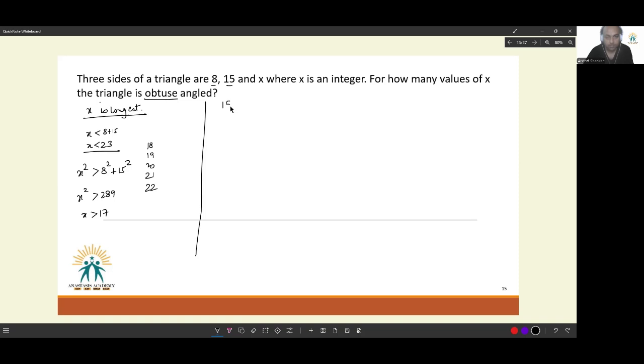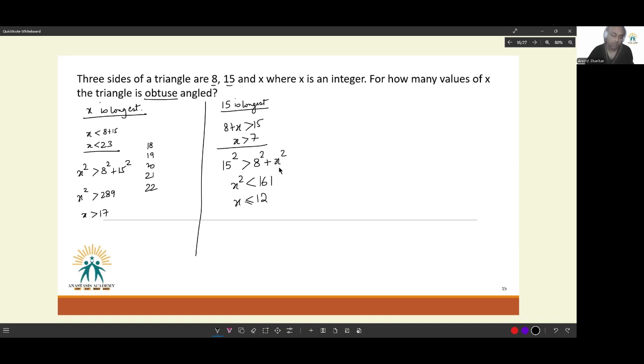The other case is 15 is longest. If 15 is the longest, 8 plus x has to be greater than 15, or x has to be greater than 7. This is the first constraint. Second, 15 square has to be greater than 8 square plus x square, or x square has to be less than 225 minus 64, so 161, which means x has to be less than or equal to 12.